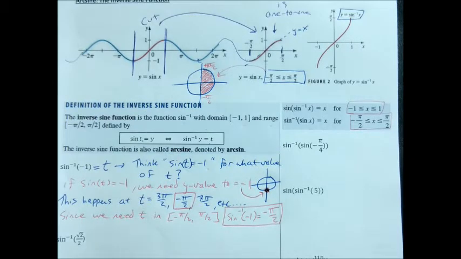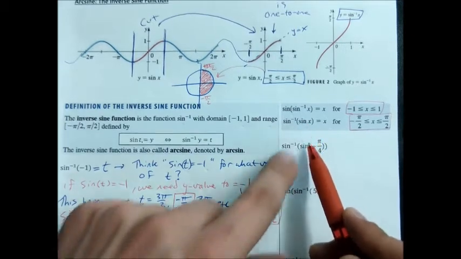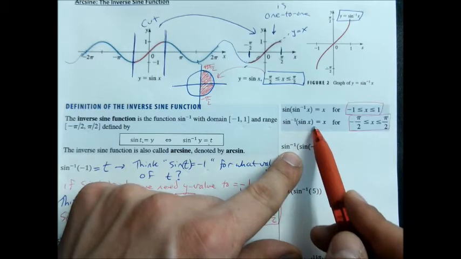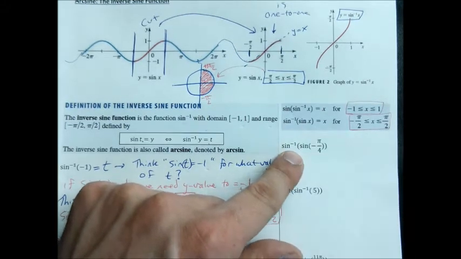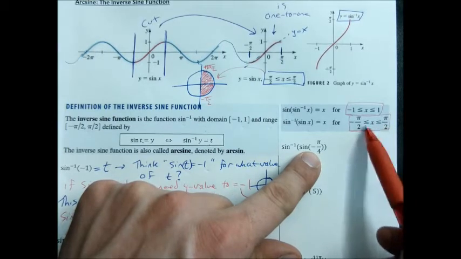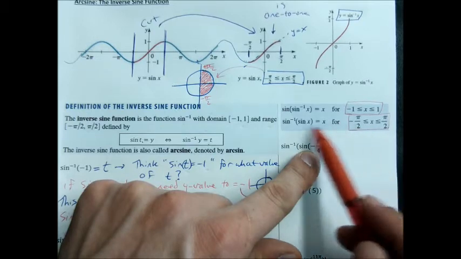Okay. And so what about this first one? This looks like the second property, right? We've got the sine function inside the inverse. That looks like this. And so those things are going to cancel out, and we'll get minus pi over 4 as long as minus pi over 4 is between minus pi over 2 and pi over 2. That's what this property says.